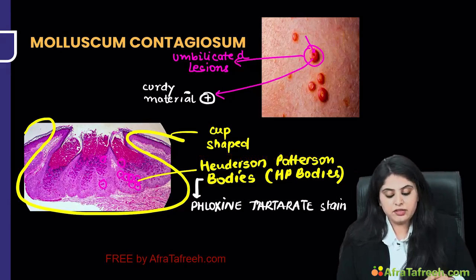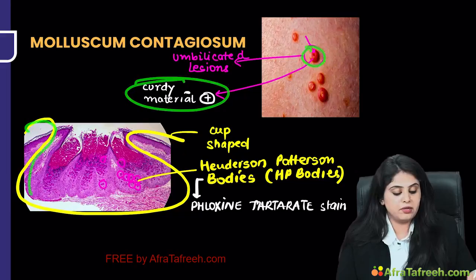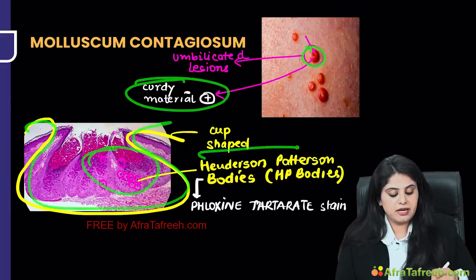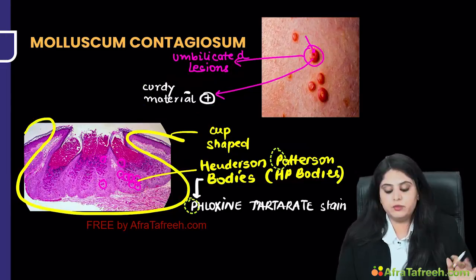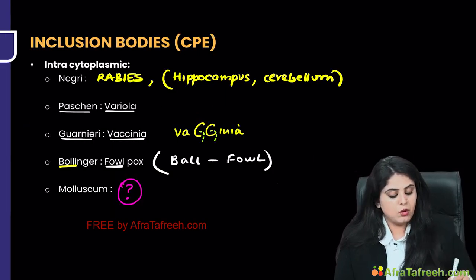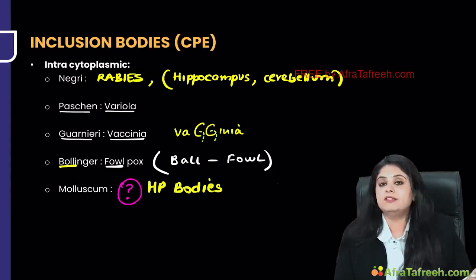So coming into this, I hope everyone is settled. Umbilicated lesions, material will come out microscopically cup-shaped with Henderson-Patterson bodies, and P for Patterson, P for floxine tartarate stain, that is going to be positive. So coming back, what does molluscum show you?